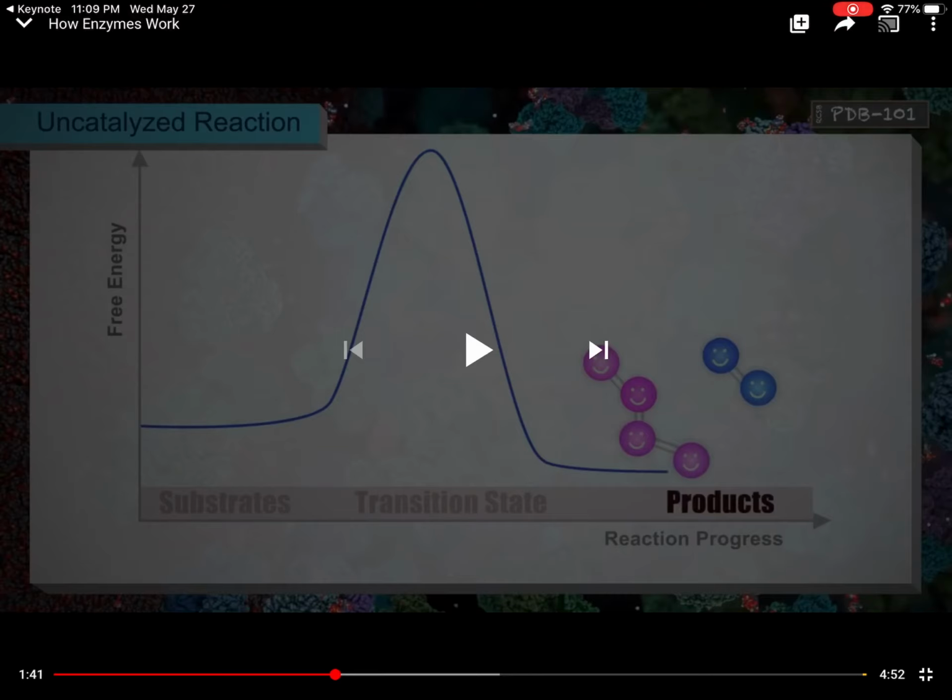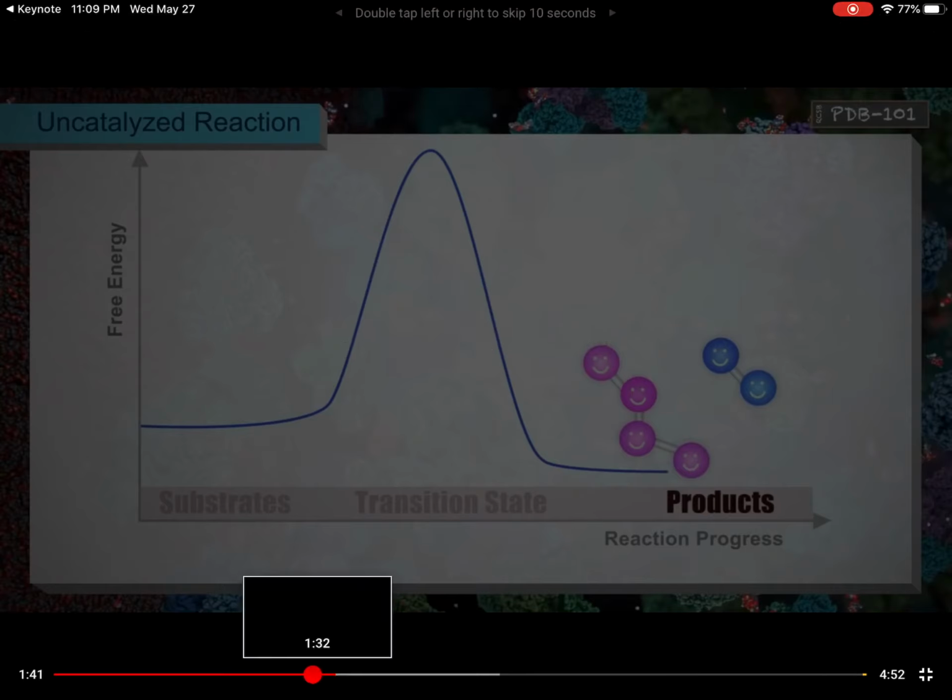I just want to stop the video because look how happy the products are. Now, all that smiley face. Before, when they were uncatalyzed, they were having trouble getting over that activation barrier.